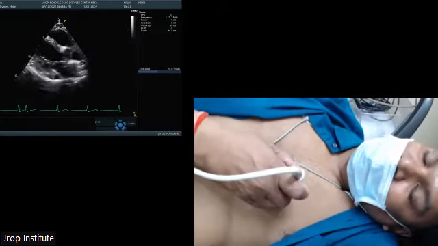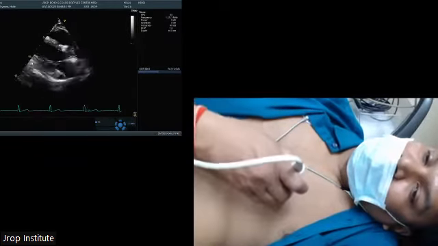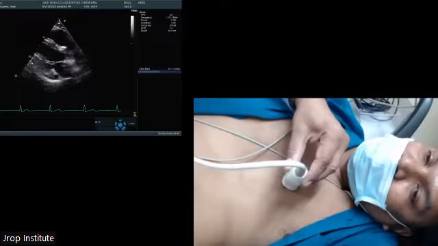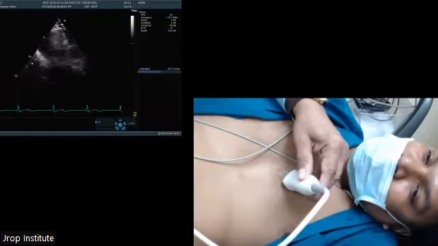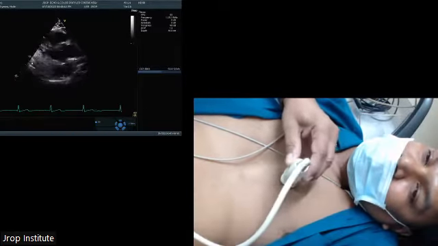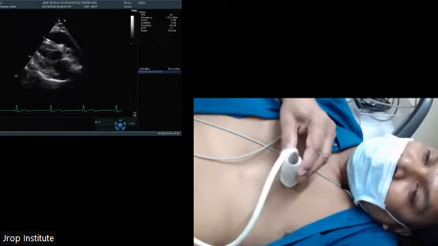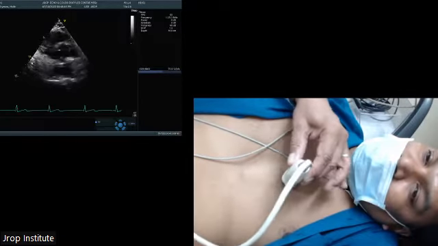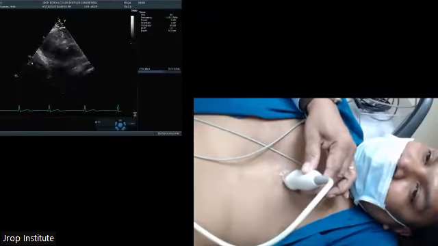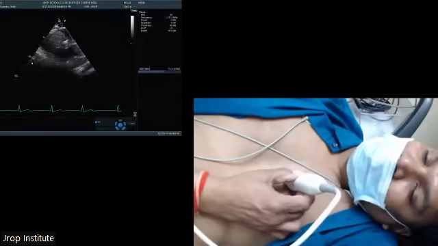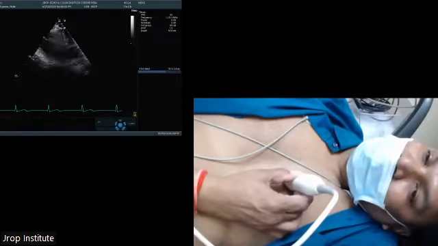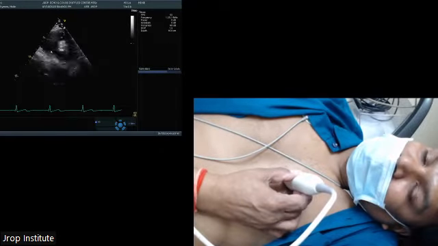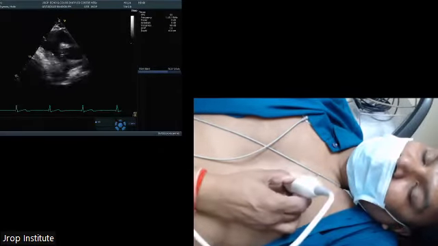And now look very carefully. I am tilting this transducer a little toward the mediastinum. From this parasternal window, the footprint will start looking towards the mediastinum. So what do we get? We get the tricuspid valve over here. Here is the tricuspid valve. This is RA, this is RV.